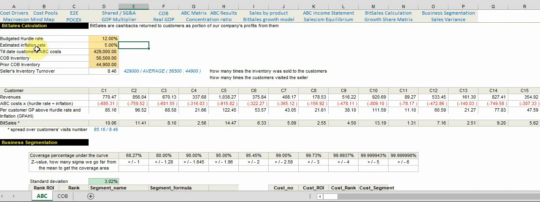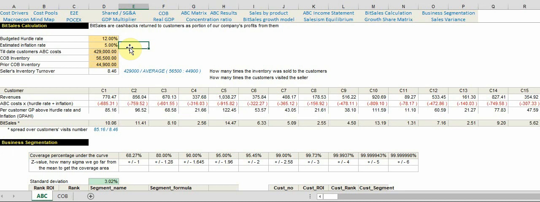Now we go for the bit sales calculations. The cash we can return back to our customer as a marketing gift to maintain their loyalty and more sales in future. Bit sales calculation is based on three figures. First, what is the budget hurdle rate, or the required rate of return on our business? In this example, it is 12%. Second, the estimated inflation that we want the customer profitability to exceed, to ensure the customer has a real profitability. In this example, it is 5%. Estimated inflation rate.